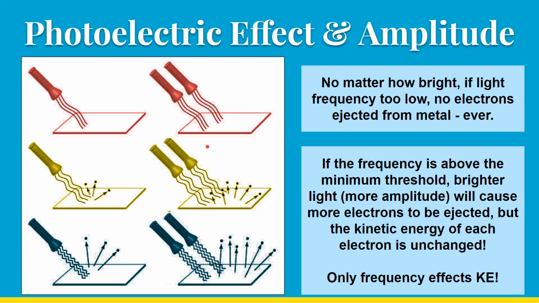Okay, so no matter how bright it was, if the light frequency was too low, no electrons were ever ejected, but if the frequency was above some minimum threshold, that gave those electrons enough energy to escape. And the brighter light, more amplitude, caused more electrons to be ejected, but the energy of those did not change. Okay, so the energy was only determined by frequency. Only frequency affects kinetic energy. That was one of the conclusions that was drawn from the photoelectric effect as well.